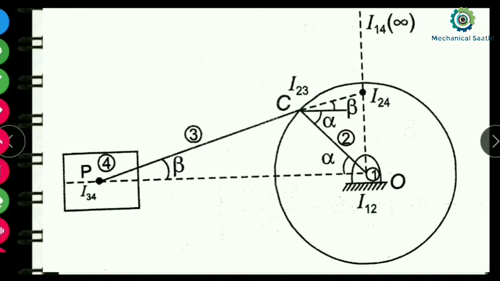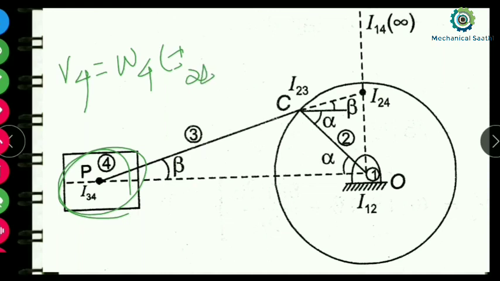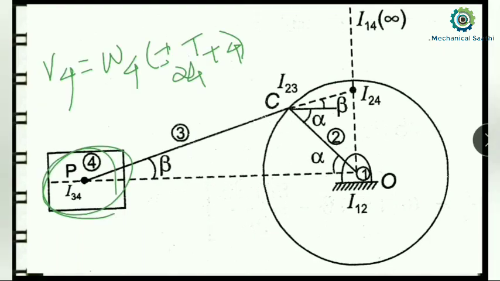Then, so let me use the pen over here. We have to use the angular velocity theorem method. So we need to find out this velocity, v4 over here. So v4 I can write as equal to omega 4 into I24 I14, that is the distance between instantaneous center 24 and instantaneous center 14, and this will be equal to omega 2 multiplied by I12 I24.